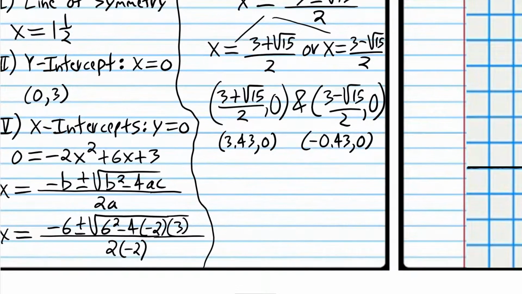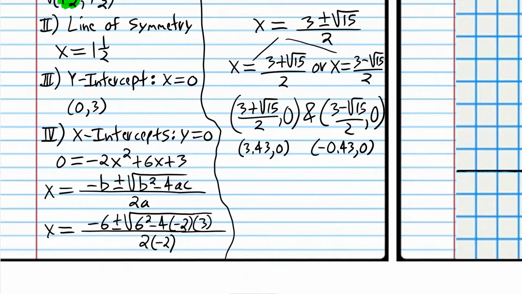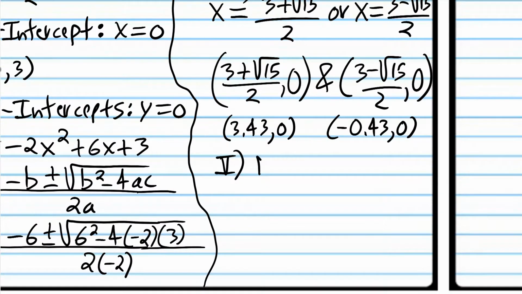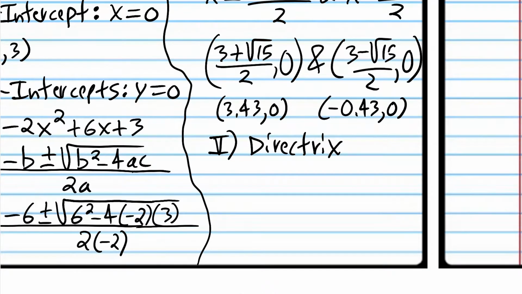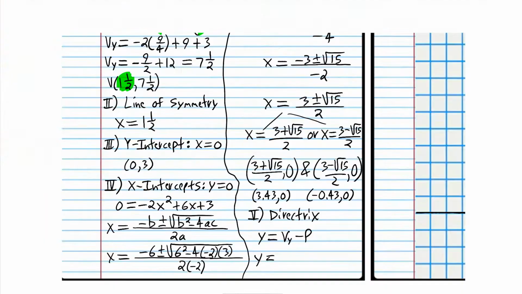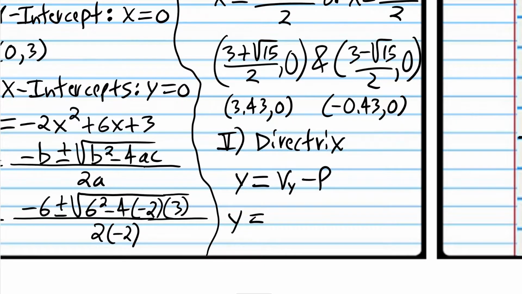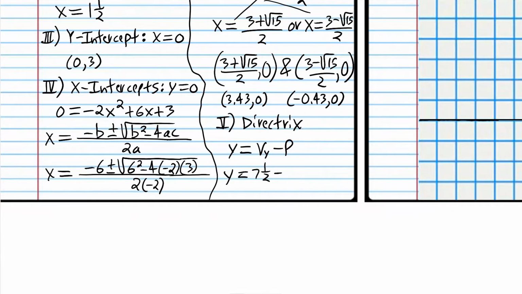And so as you can see, that was a lot of work to find the x-intercepts. It was a lot of work, but there's no avoiding it. Sometimes you have to do all that math just to find those x-intercepts. Now the directrix is going to be y equals the y value of the vertex minus p, and the y value of the vertex is 7 1/2. And then we're going to subtract p, but we don't know what p is. We haven't found that yet. So I have to do that first.